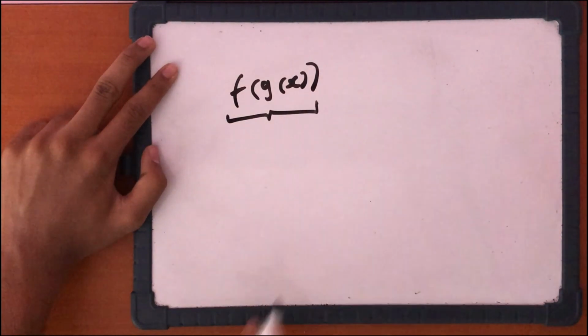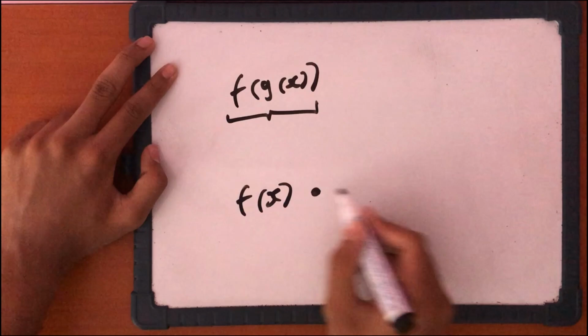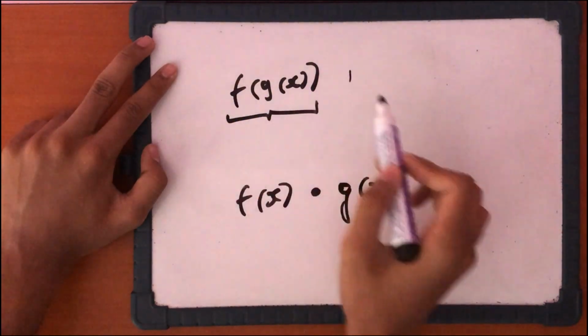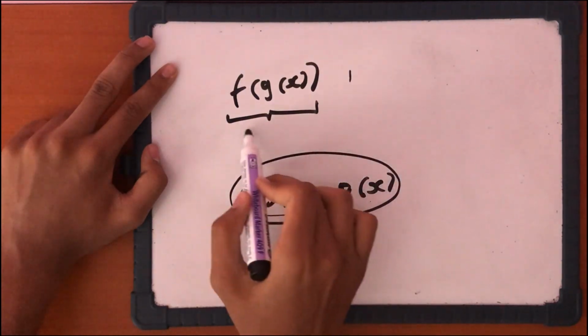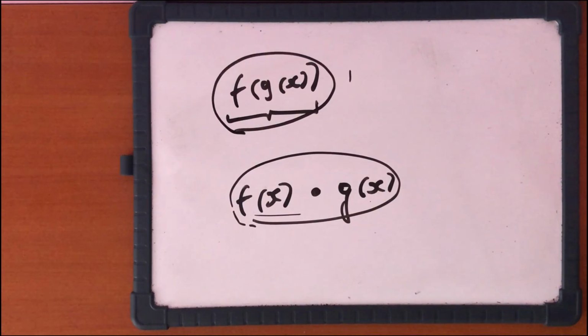Product rule is when you have two functions multiplying. We have f of x times g of x. This is not the same as this. Remember, this is a composite function. This is two functions multiplying. So in such a case, you use product rule. In such a case, you use chain rule. Don't confuse. With time, you'll easily notice the difference between them. But for now, just be cautious.